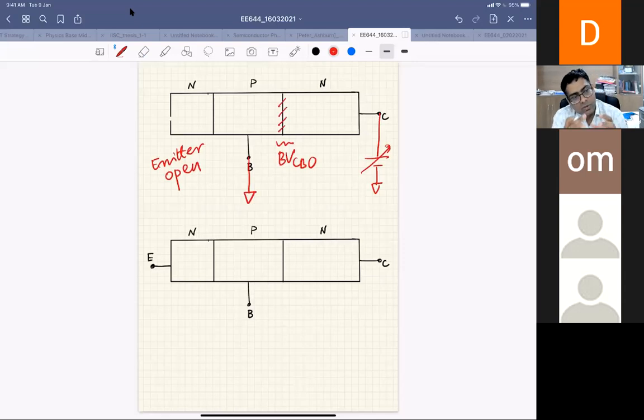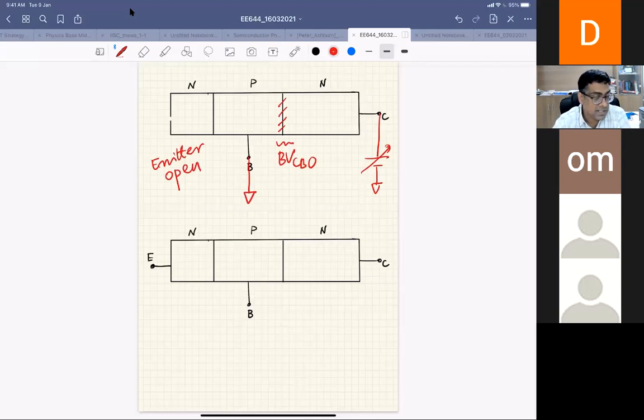So we studied two kinds of breakdown, avalanche breakdown and Zener breakdown. What kind of breakdown will happen here in the collector base junction? Avalanche. Why avalanche? Because we are applying a very high electric field, so due to the high electric field we'll have avalanche breakdown. Zener also, because the doping is low in the collector.